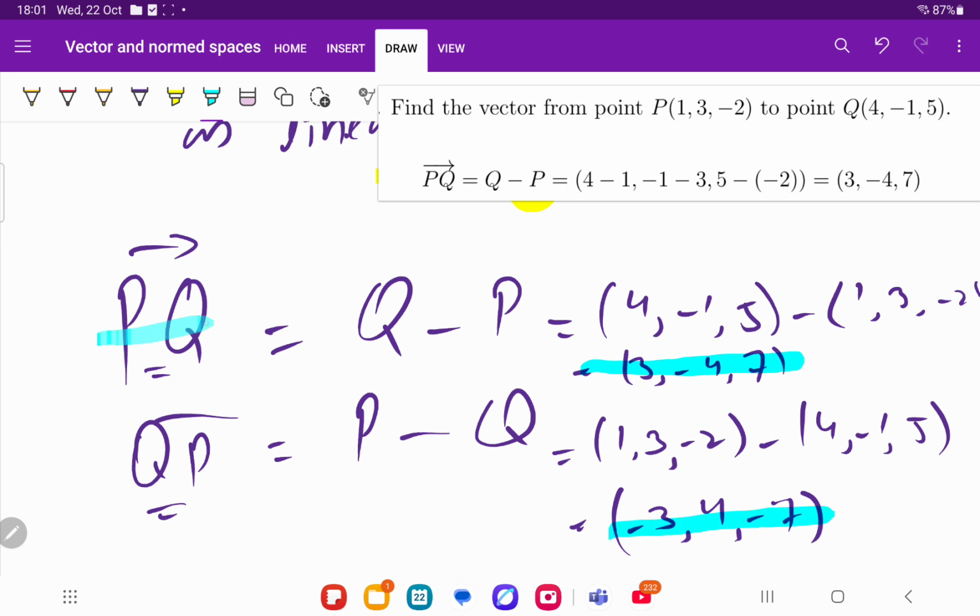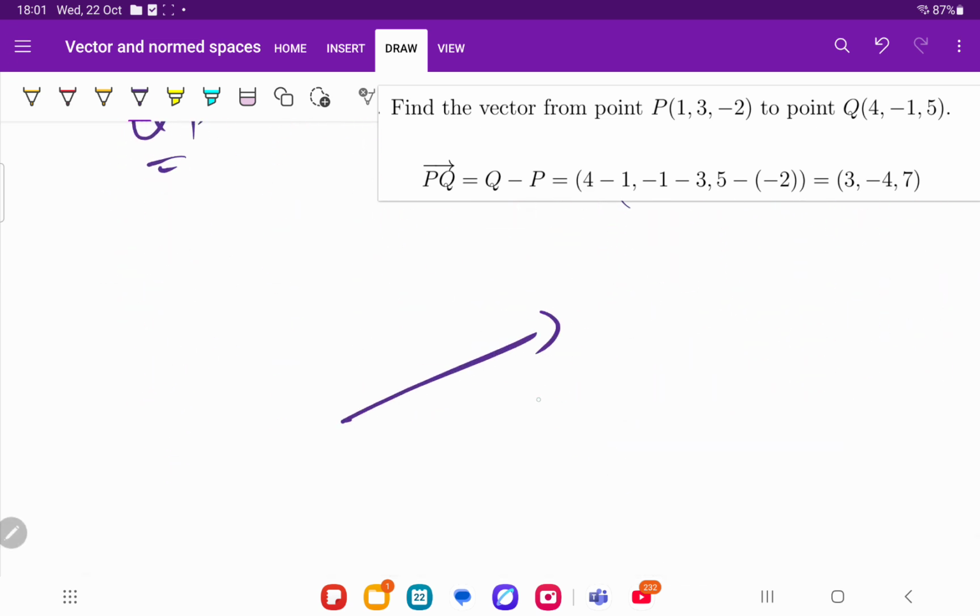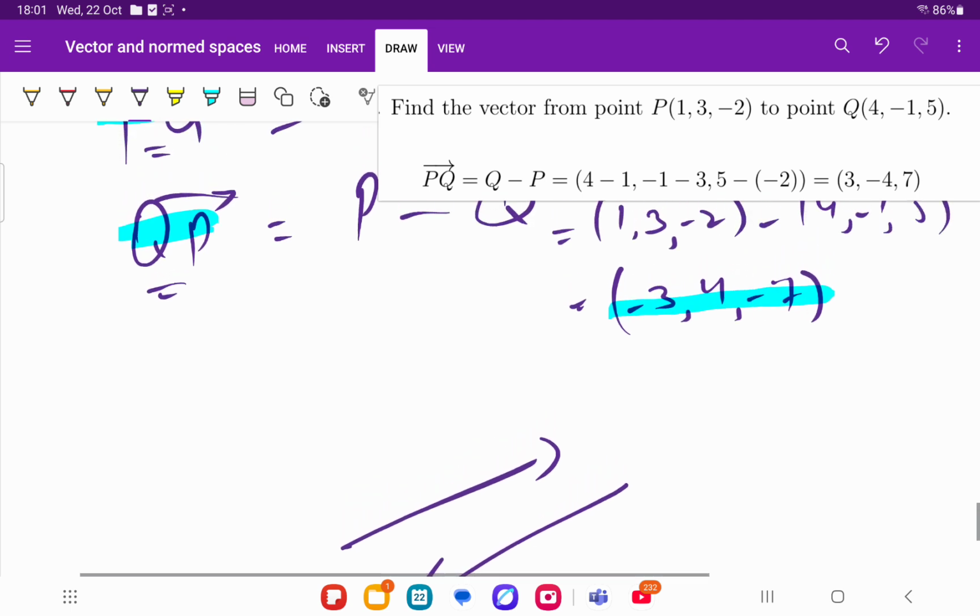These two vectors are in opposite directions. PQ is going this way and QP is going this way, opposite direction vectors. Both have the reverse direction: one is going this way, another this way. That means PQ is the negative of QP.